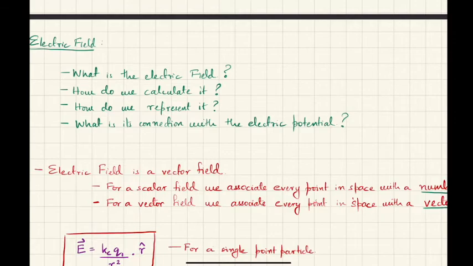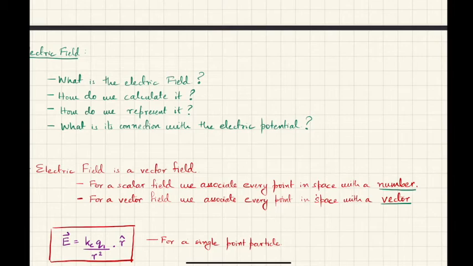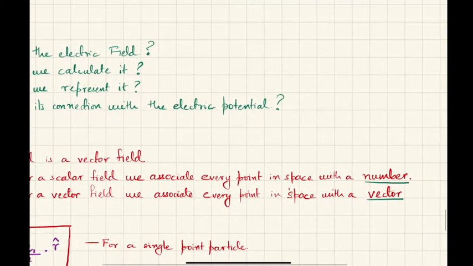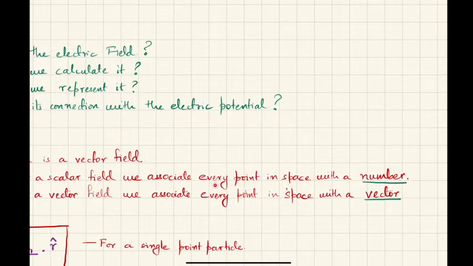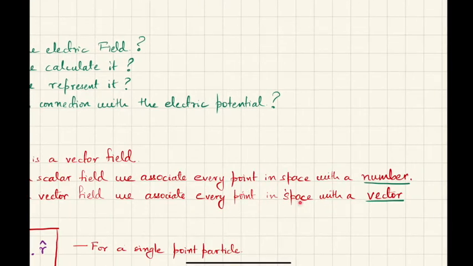Okay, so first off, the electric field is a vector field. Okay, and so what does that mean? Well, if you recall, when we introduced a scalar field, like the electric potential is a scalar field, a scalar field is simply something where for every point in space, we associate a number. Similarly, a vector field is something where for every point in space, so in every xy coordinate, we associate a vector instead of a number. So that's a vector field.